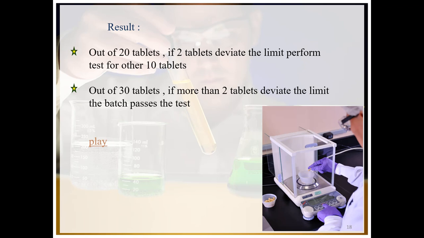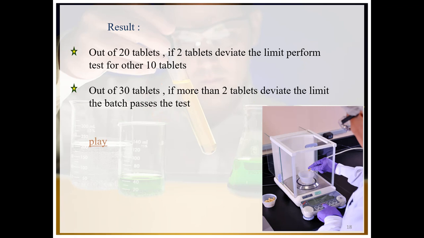Out of 20 tablets, if two tablets deviate from the limits, perform the test for another 10 tablets. It means that if out of 20 tablets two tablets deviate, then definitely we will perform this test further for 10 tablets. In case out of 30 tablets, if more than two tablets deviate from the limit, then the batch does not pass the test.